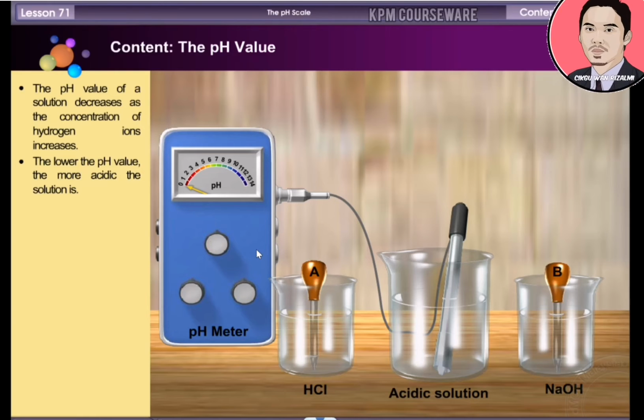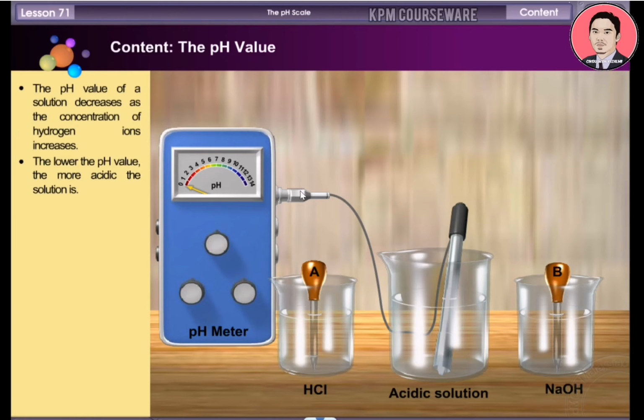Let us now see what happens to the pH as an alkali is added to it. Click Clear before clicking on dropper B.